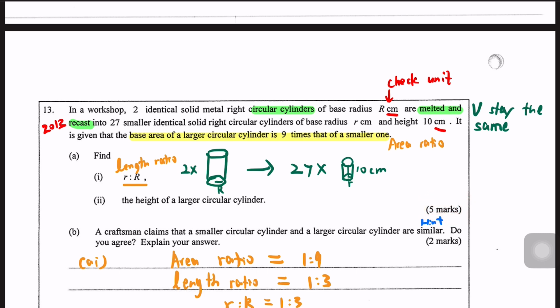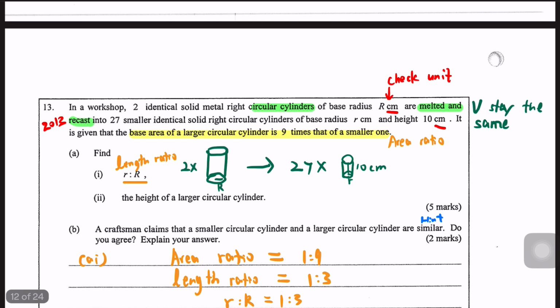Why? Because it only tells you the base area is 9 times that of the smaller one. It doesn't mean the whole shapes here are similar. It doesn't mean they are similar. It just tells you that the base areas have a ratio. It doesn't mean that the whole figures are similar. Okay? Keep in mind that that's different.